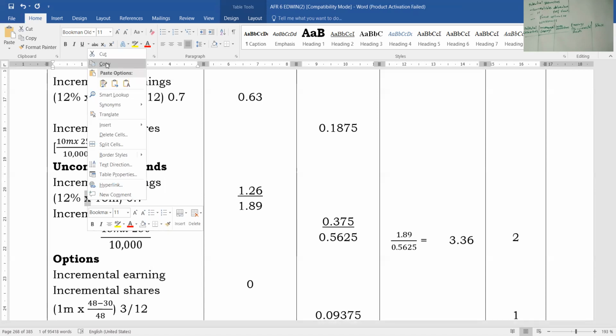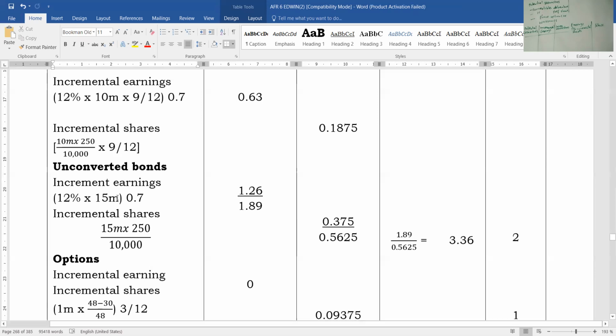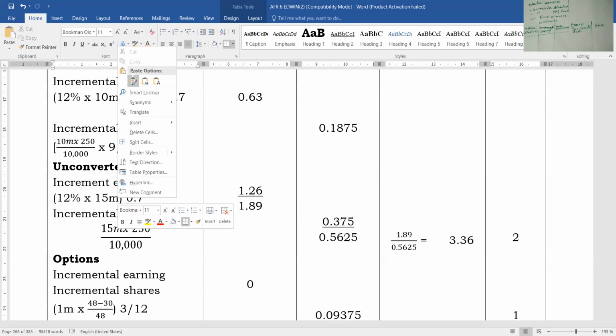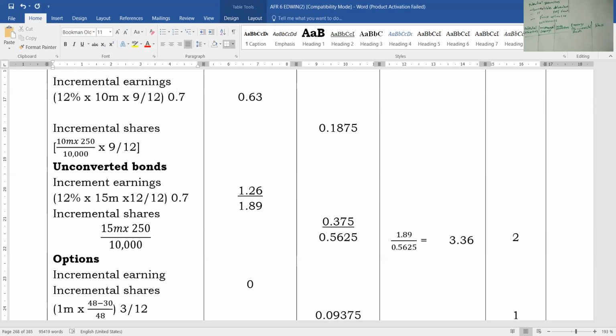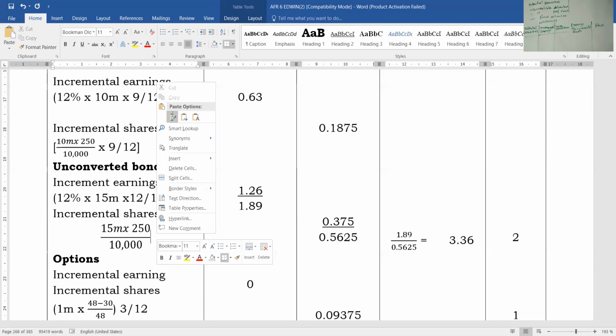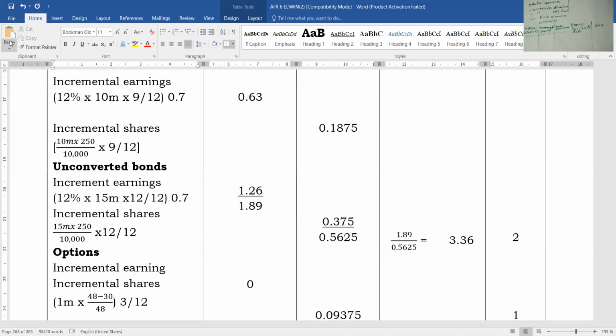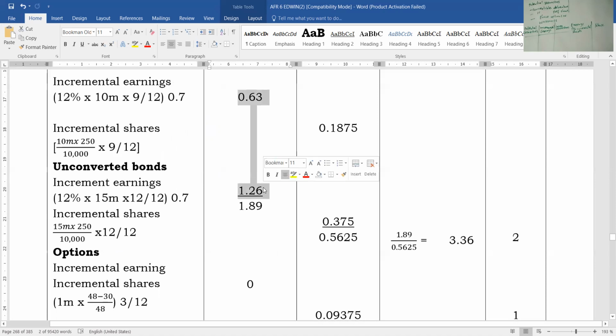Anyway, for more understanding, I could have just said this: these are 12 out of 12, that is 1. So that's why I never did that. Then you apply 0.7. I have explained why you apply 0.7. Then again, incremental earnings: you only change this 10 to 15, the one which is unconverted, and the period there is again 12 out of 12, because the 12% was there for the entire period. All right, that is fine. So that is how you get the 1.26 and 0.375. So you have to add this and this to get the earnings for the converted and unconverted.